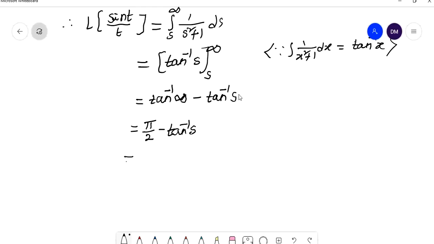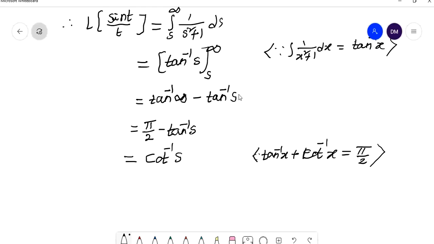We know that tan inverse of x plus cot inverse of x is equal to pi by 2. By using this, pi by 2 minus tan inverse of s can be written as cot inverse of s. So this is L of sin t by t.